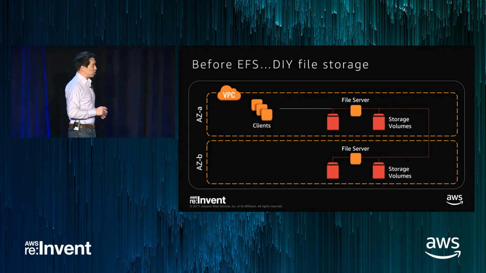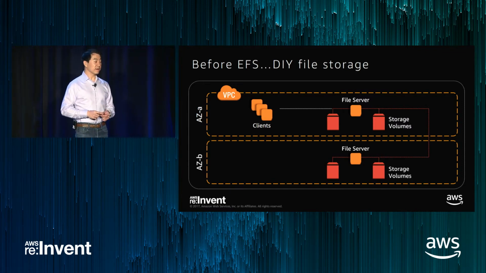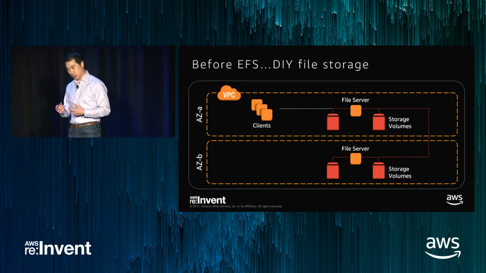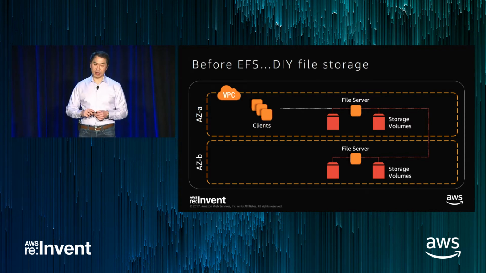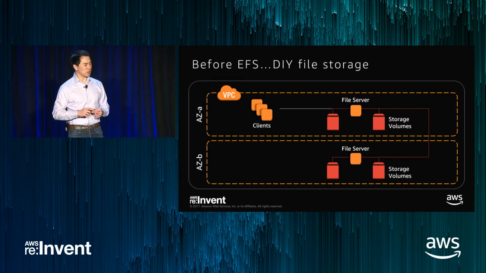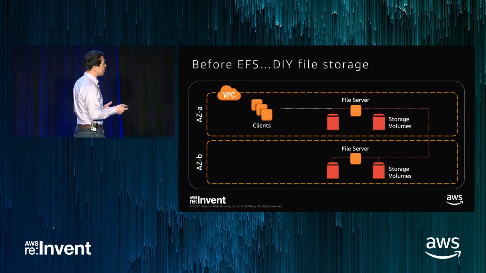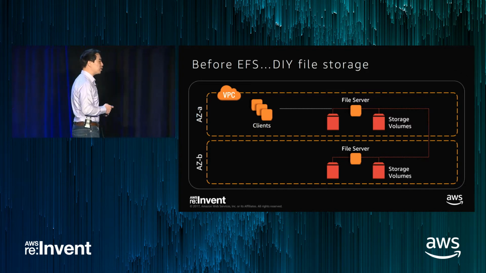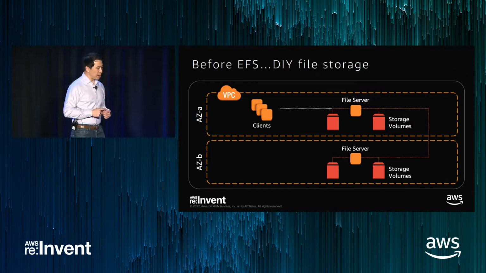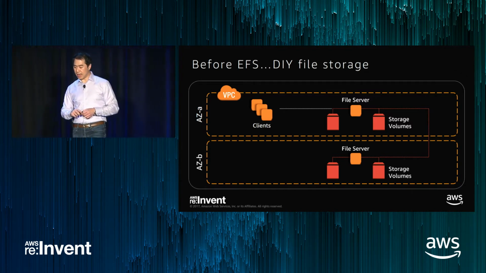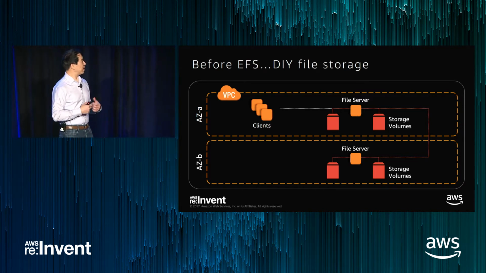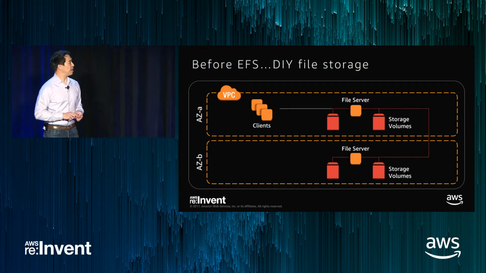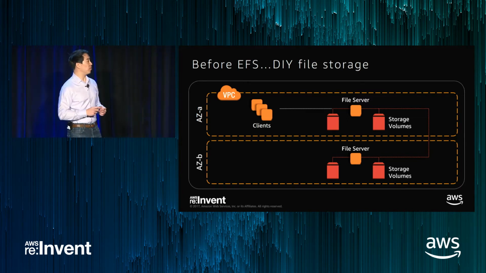So for many customers that were looking to use file systems and shared storage in AWS, before, a lot of them were having to do it themselves. So what would that look like? Here in a virtual private cloud, you have a couple of availability zones. Customers would set up an EC2 instance, configure it as a file server, and allocate a couple of EBS volumes, depending on the capacity.